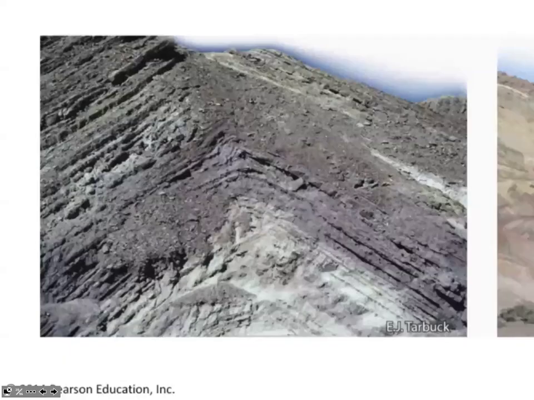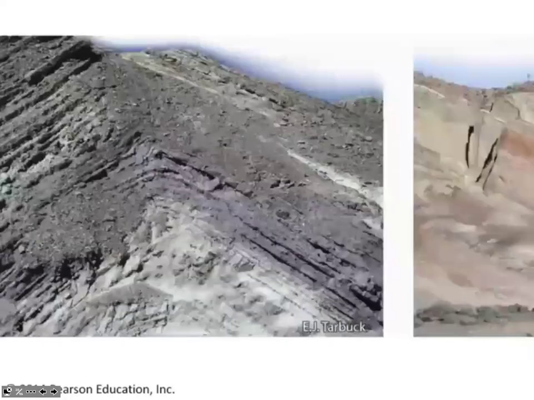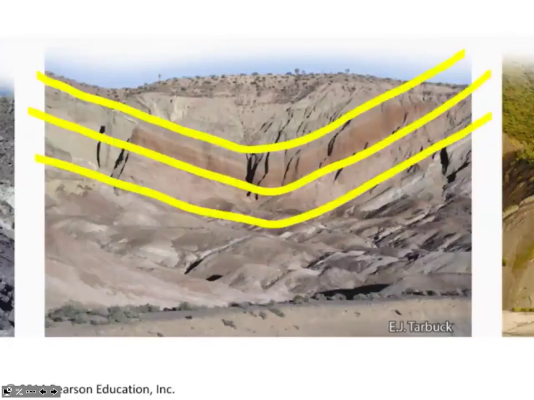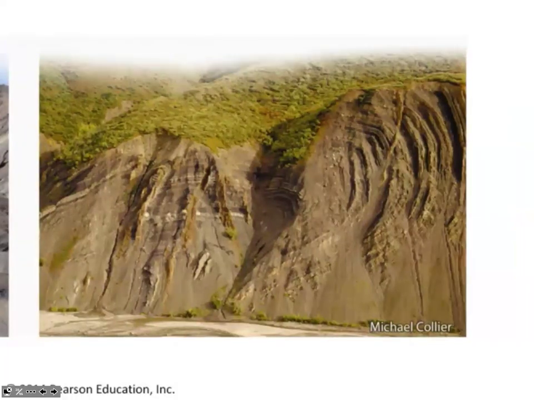Okay, let's test yourself. What kind of fold is shown here? Hopefully you said an anticline. Good job. All right, let's try another one. What kind of fold is shown here? Hopefully you identified that as a syncline. Very good. Last one. What kind of fold is shown here?